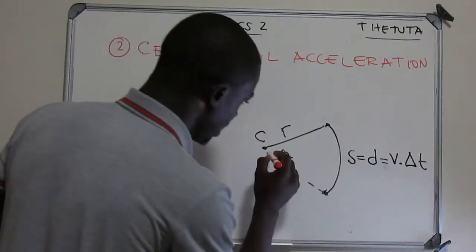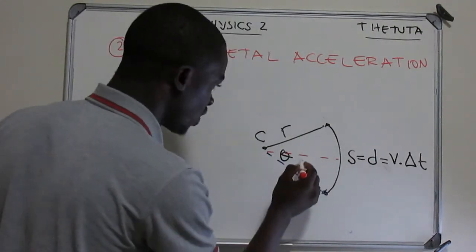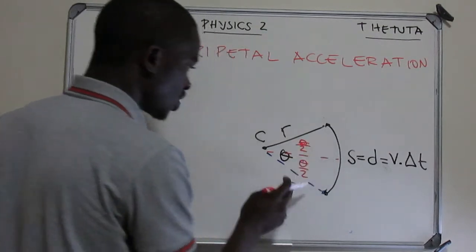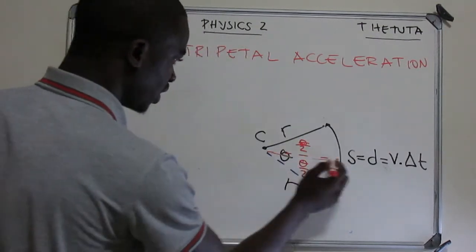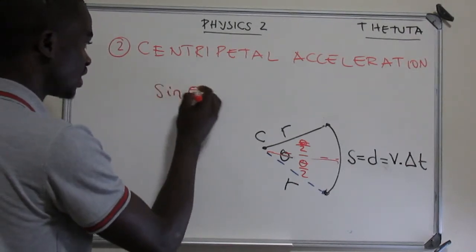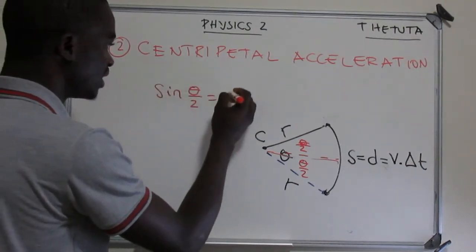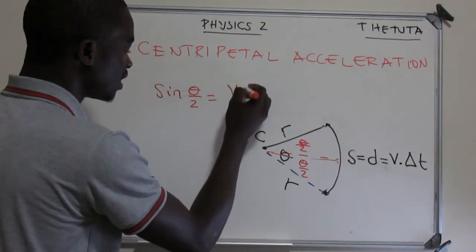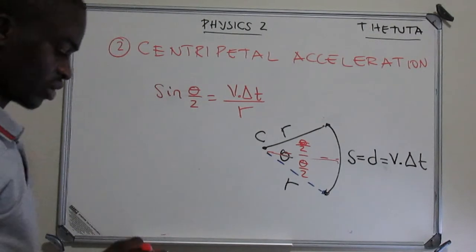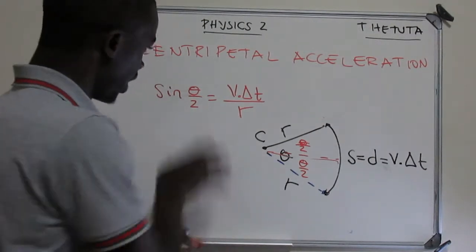So we come here, we divide by 2, and I have an angle divided by 2, and then an angle divided by 2. So when you apply sine in this triangle here, the opposite side is going to be what? Sine of theta over 2 is going to be given by the speed times the change in time divided by the radius. Okay? First equation we're going to keep.